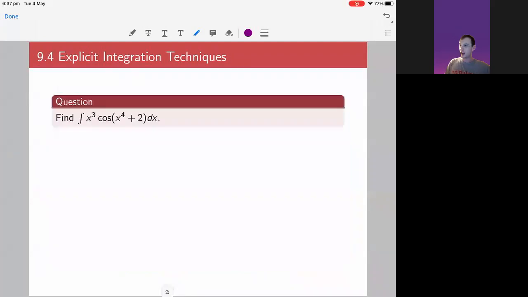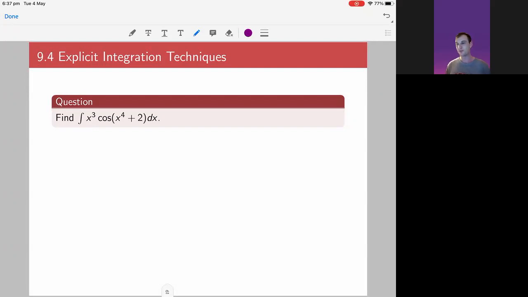So let's have a look at an example. Now, you may remember that in the previous slide, I said that in order to use integration by substitution, you had to have an integral of the form f of g of x times g prime of x. In exams, assignments, and real life in general, you're never going to be told exactly what those functions are. Instead, you've got to work it out for yourself.